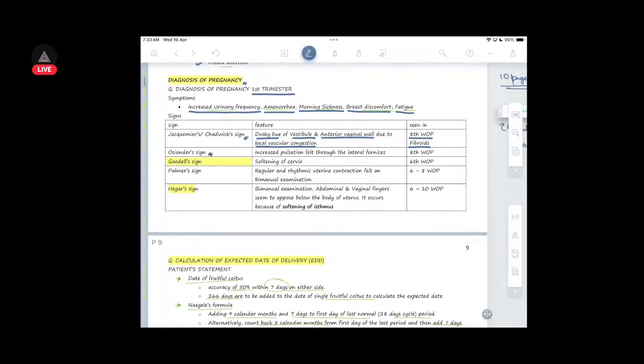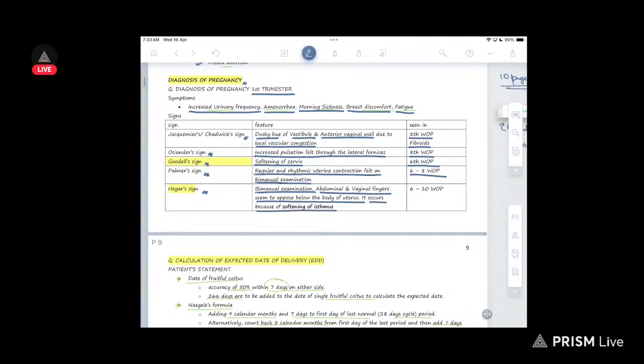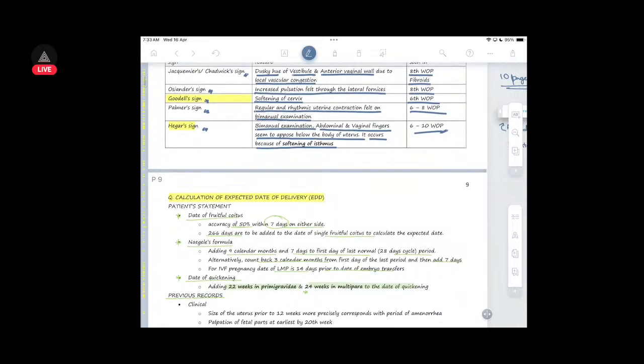Osiander sign is increased pulsation through the lateral fornices, 8th week of pregnancy. Goodell sign is softening of the cervix, 6th week of pregnancy. Palmer sign is regular and rhythmic uterine contraction on bimanual examination, 6th week of pregnancy. Hegar sign is on bimanual examination, abdominal and vaginal fingers seem to be opposed below the body of the uterus, occurs because of softening of isthmus, 6th to 10th week of pregnancy.